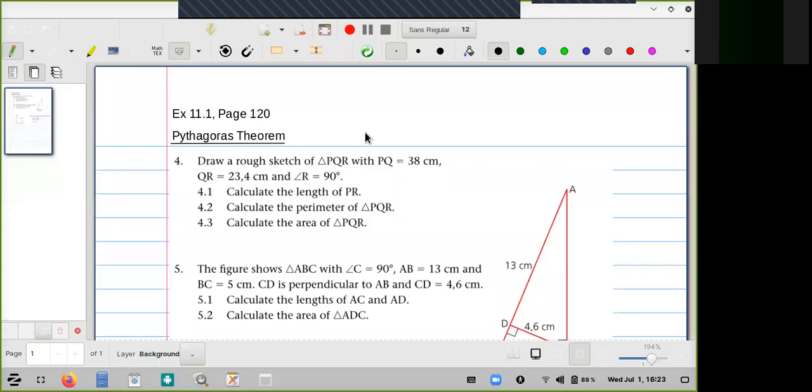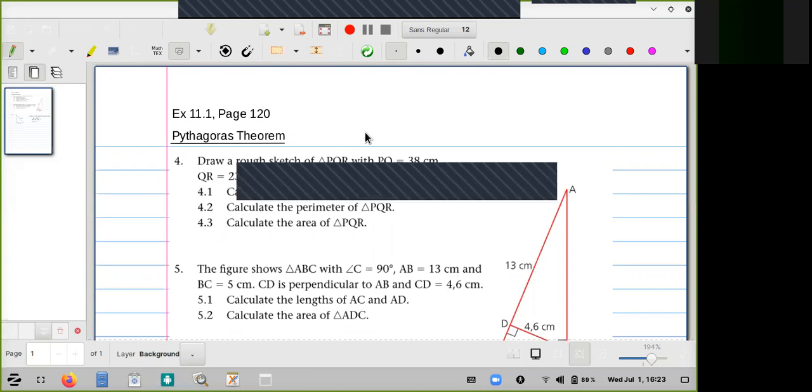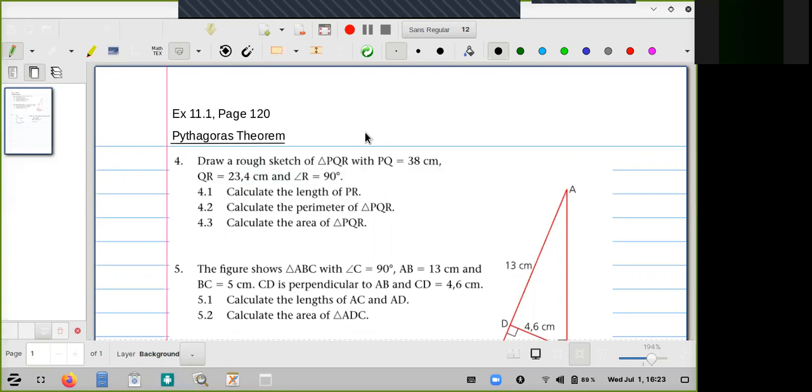Right, good day. Today we are going to deal with the topic Pythagoras Theorem. In this exercise, we are going to use the idea which is known as Pythagoras Theorem. This theorem was derived by a person by the name Pythagoras. Pythagoras is just the name of the person who started using this idea.